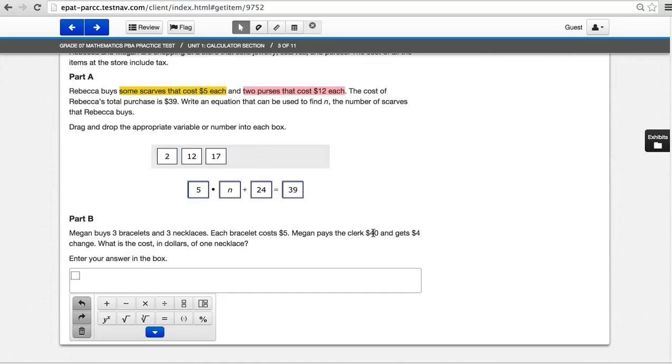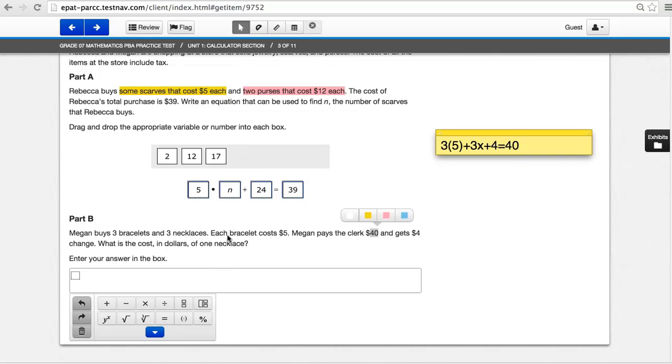We know that she definitely paid $40, so that's our end goal. So I'm just going to bring up what the equation is going to look like and break it down for you guys. So here's the equation right here. She bought 3 bracelets for $5, so that's why we have 3 times 5, plus 3 times x. The reason why we have x is because we don't know the price of the necklaces. Well, we do know how many necklaces she bought, but we don't know the price of it. And also, she got $4 back as change.